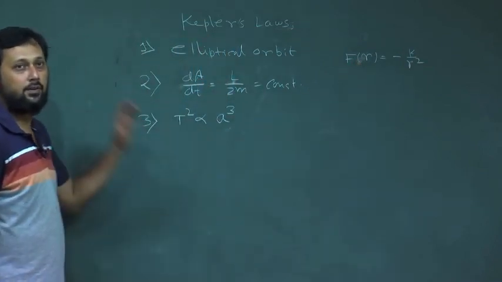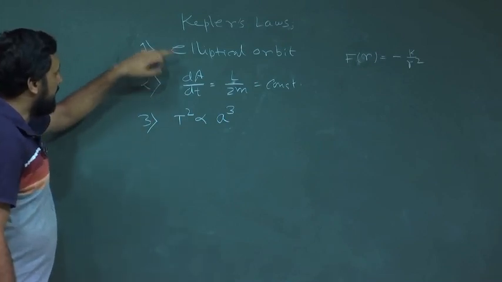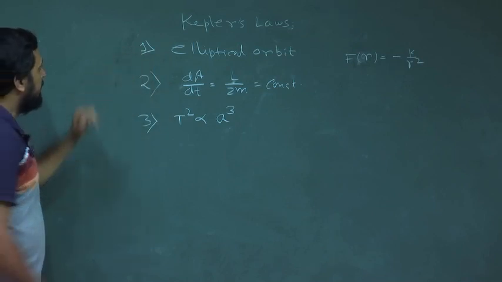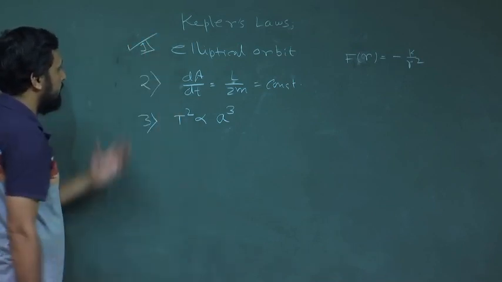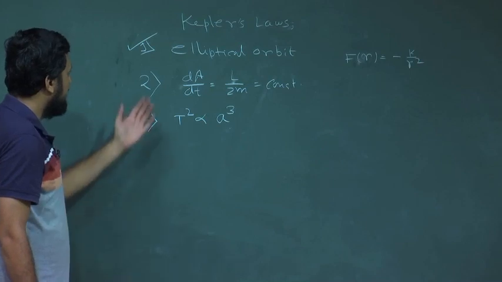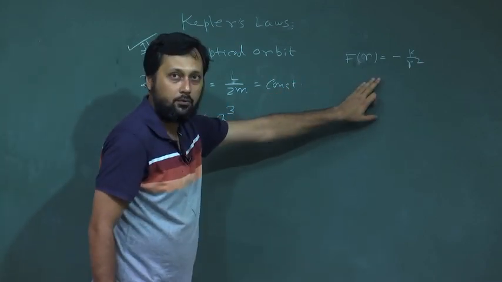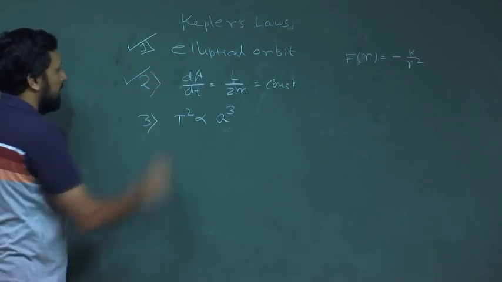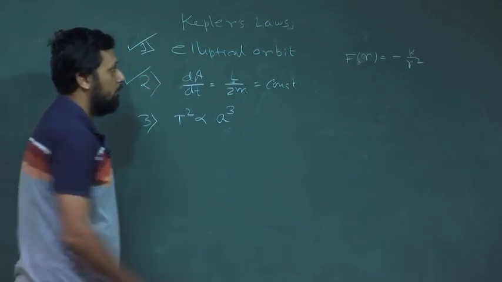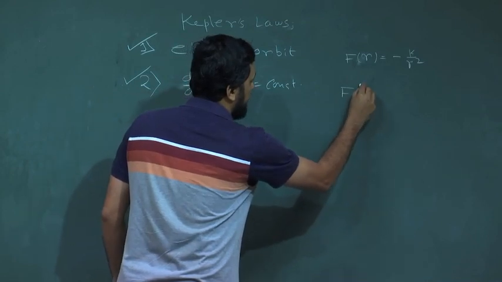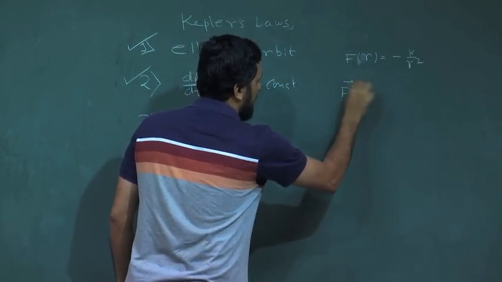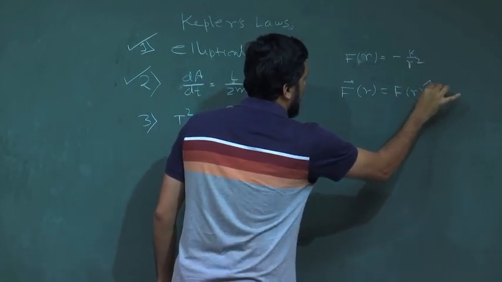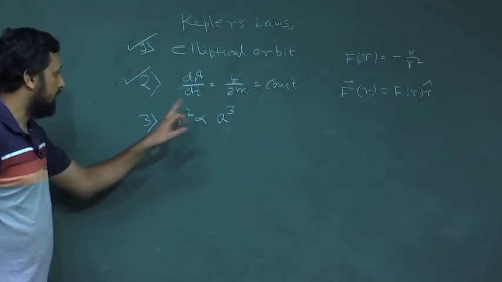So the first law is: every planet will have an elliptical orbit with the sun at one of its foci. This we have proved. There is no formal proof needed, but because of this particular law of force, it is an obvious conclusion. The second law turned out to be a general law for any central force which has the form f(r) equal to f(r) r cap. This also we have proved.